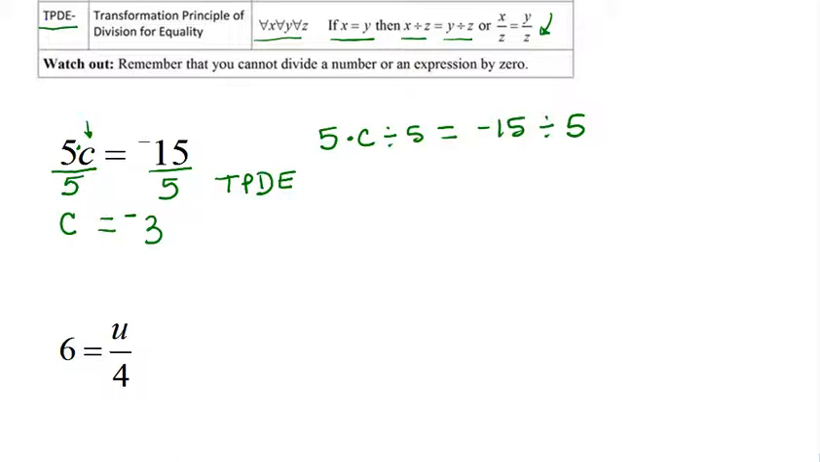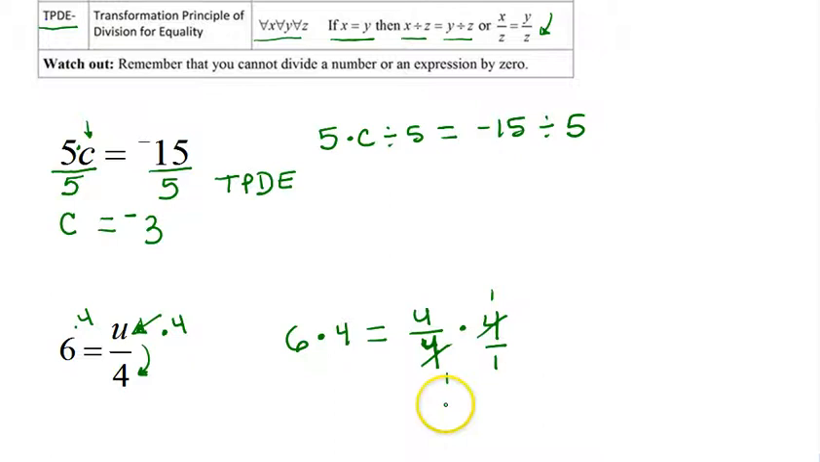Here's another example. What's happening to my variable? I'm dividing it by 4. What's the inverse of dividing by 4? It's multiplying by 4. So basically, I have 6 times 4 equals u over 4 times 4. Well, we know that we can cancel these out, which will leave us with u.